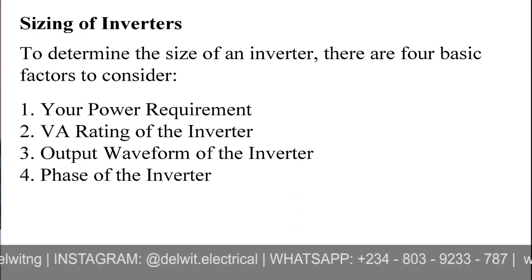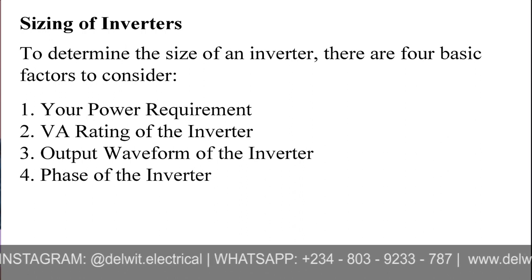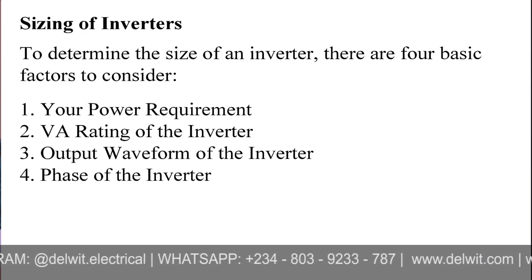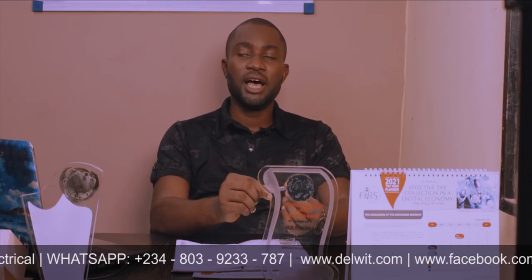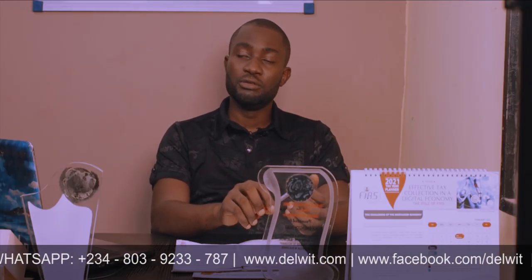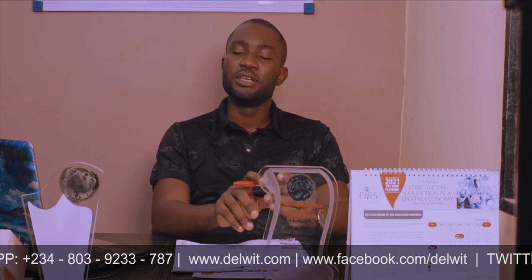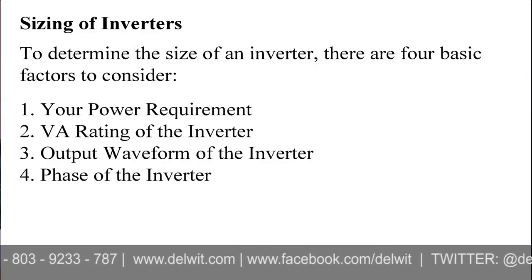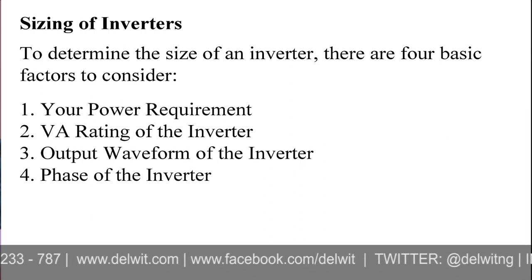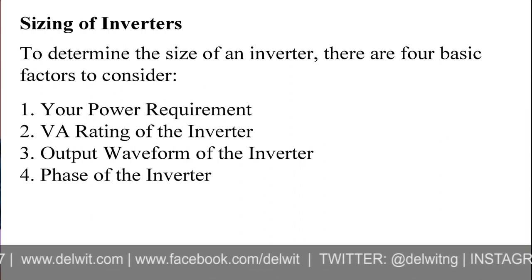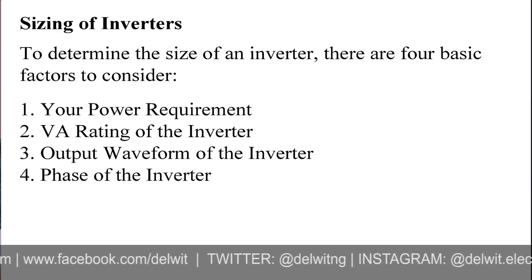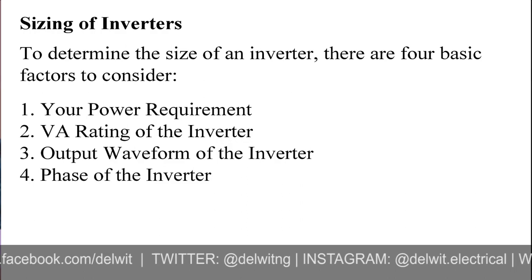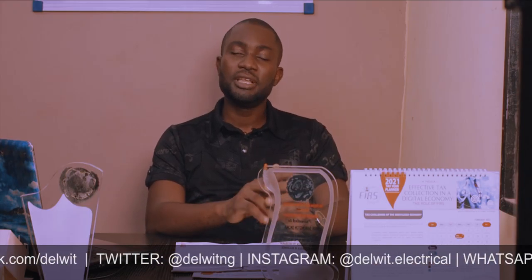You need to know the phase, whether you are going to use a single phase or a three-phase. It's very important because if you have a three-phase load in your building and you are using a single-phase inverter, obviously it's not going to carry your load. So you should know if you are going to be using a single-phase or a three-phase inverter system. They're available in the market. What you need to do is identify your type of load and use it to carry out your installation. Then the last one we're going to talk about is the output waveform.